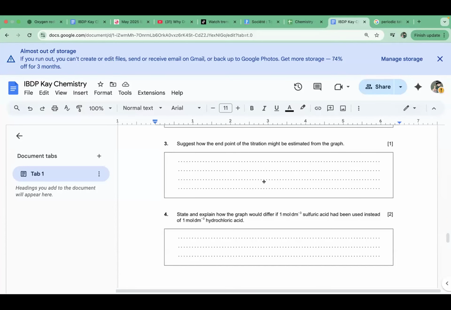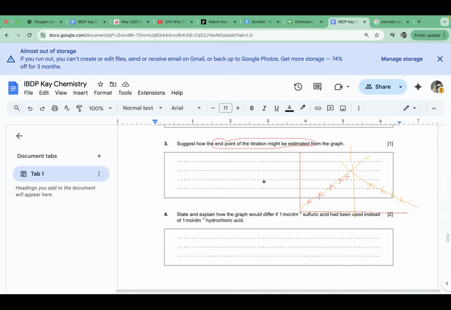So they're saying in paper number one B, they're asking to suggest how the end point of the titration must be estimated. As I told you, thermometric titration is where we measure the temperature, and after the reaction is over, we'll be getting a graph like this. Not exactly the end point, right? So by extrapolation of the graph, we can find it out.